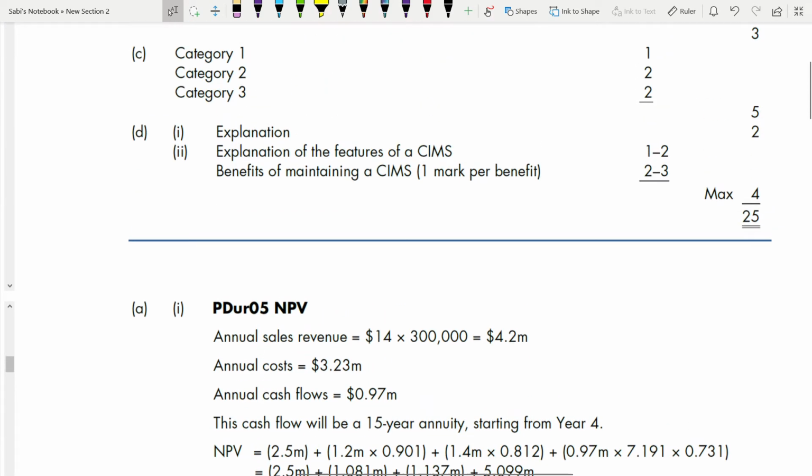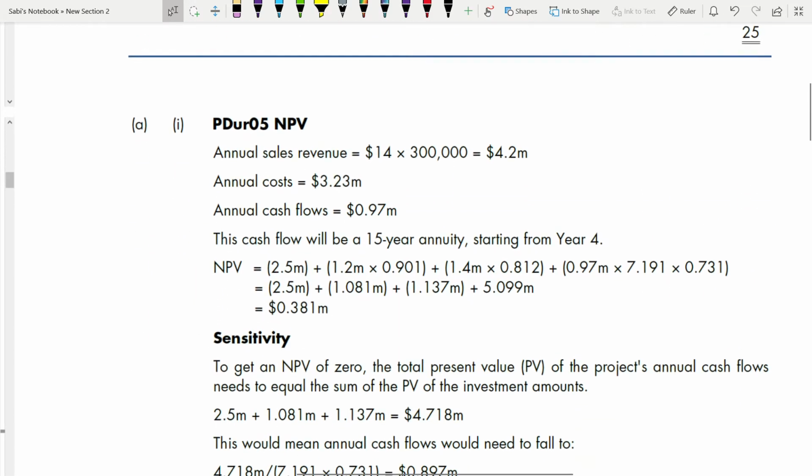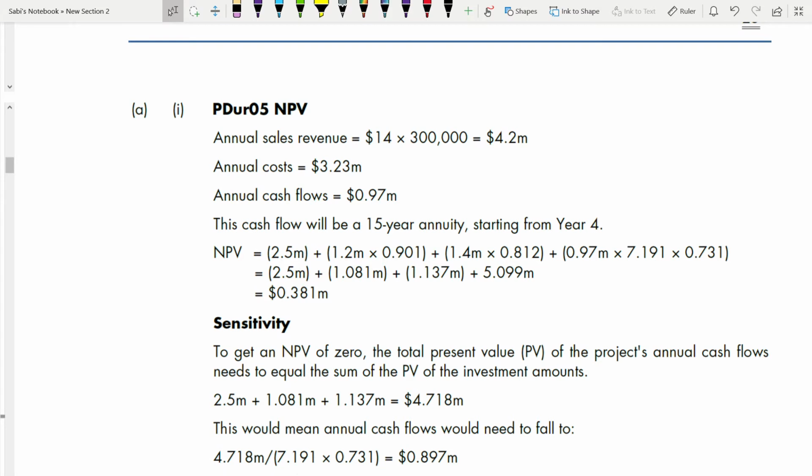So let's start. Before we show you the marking scheme, I will show you. The annual sale: your selling price is 14 and your volume is 300,000 units. So your selling price times this, which is 4.2 million sales revenue. Annual cost has been given, so annual cash flow will be 4.2 minus 3.23, which is 0.97 million. That is your annual cash inflow.